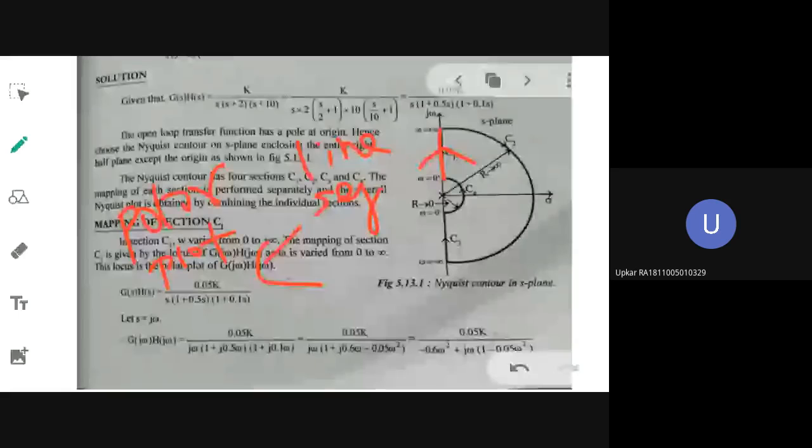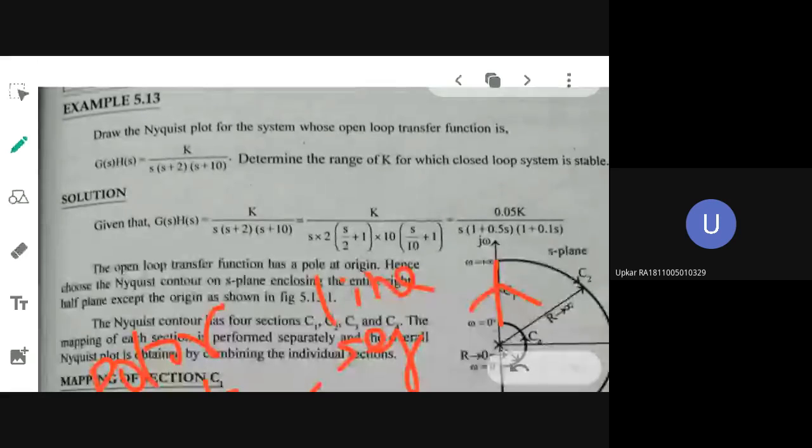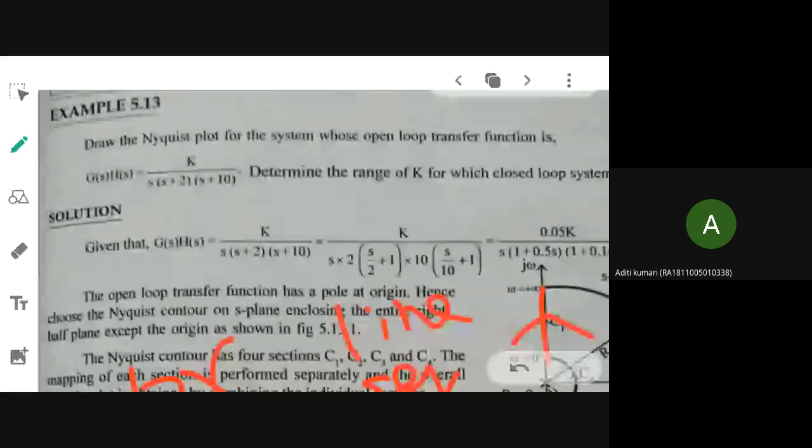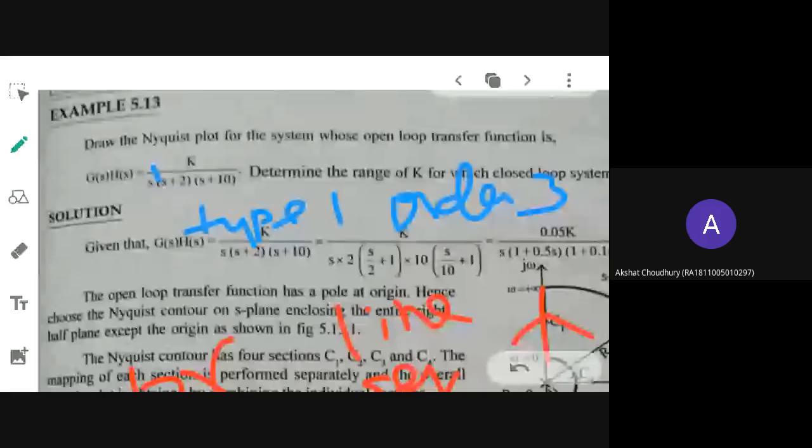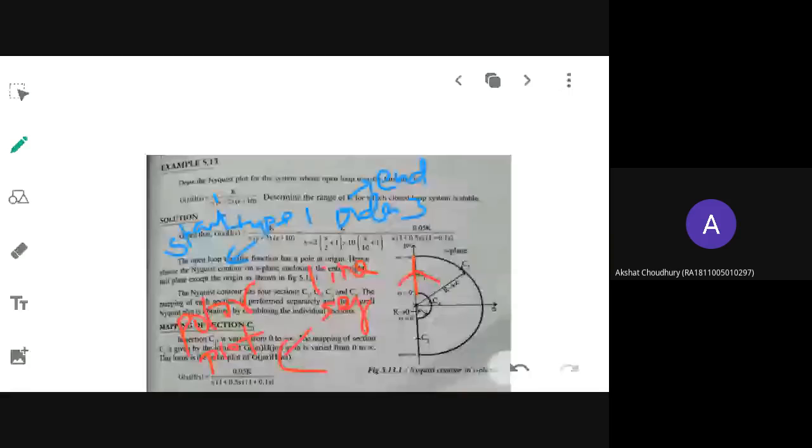This is a system that is of minimum phase, so you know the type and the order of the system. What is the type and what is the order? Type 1, order 3. Type is indicating the start, order is indicating the end. In which quadrant it will start and in which quadrant it will end will be decided by the system. So remember this: type 1 and order 3.